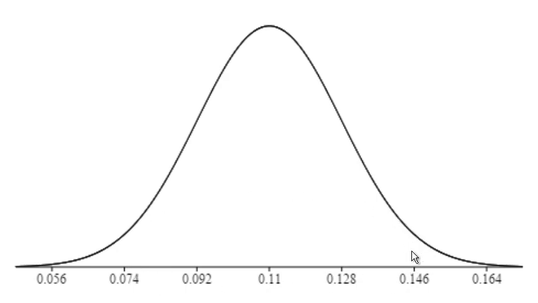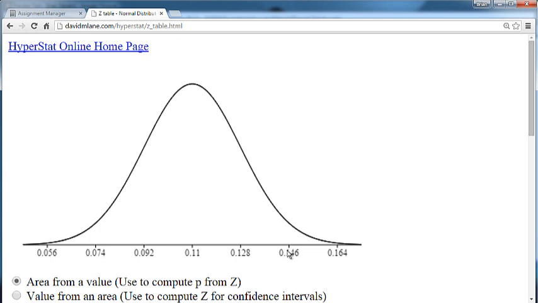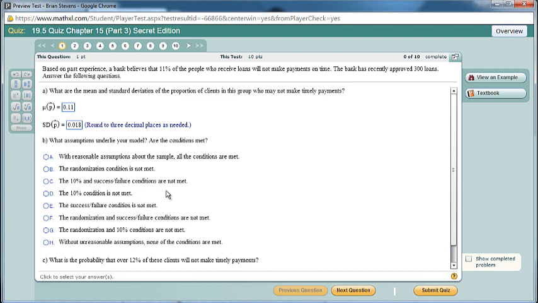So we generally denote an outlier as anything above 2 standard deviations or below -2 standard deviations. Outside the range of -2 and +2, these would be kind of extreme occurrences. This once again applies with our empirical rule with 95% of the data inside of -2 and +2 standard deviations. Let's go ahead and look at the problem right here. Now the conditions are random. We need to randomly select these. 10%, they need to be less than 10% of all bank loans. And also success failure, which means we need 10 expected successes and 10 expected failures.